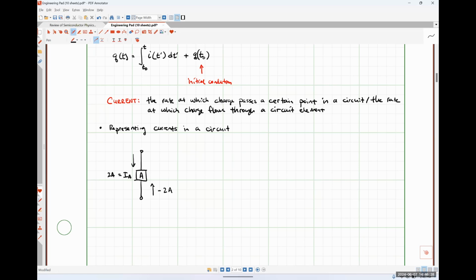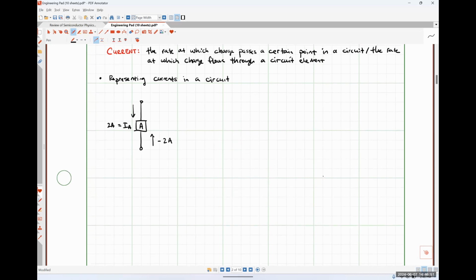Like I said a couple of moments ago, this is really the only way that we're ever going to see currents represented in this class. In other electrical engineering courses, higher level ones, we have a double subscript notation as well, but we don't really need to get into that here since we won't see it.